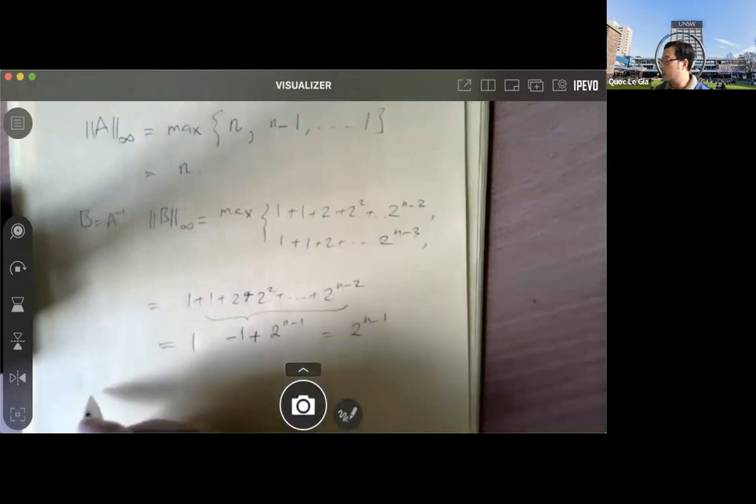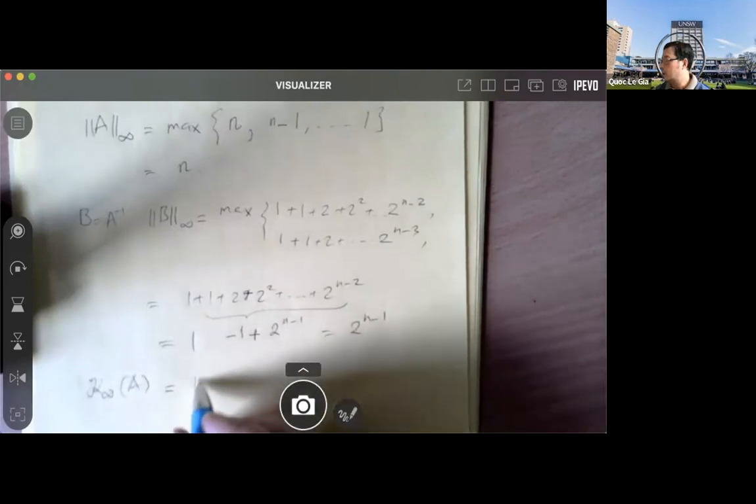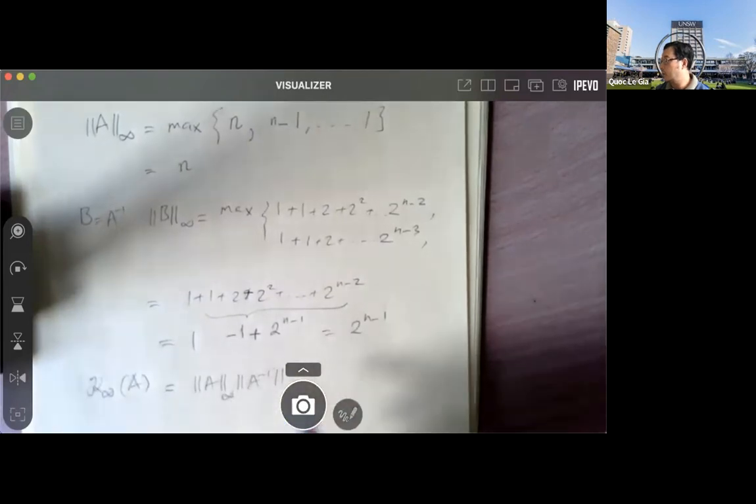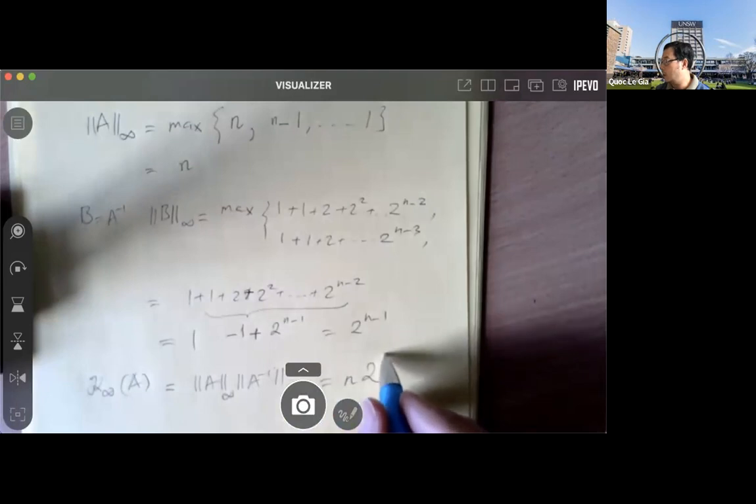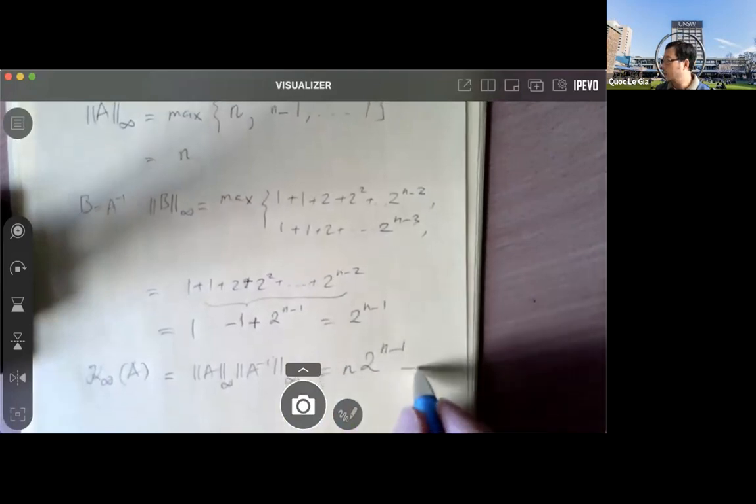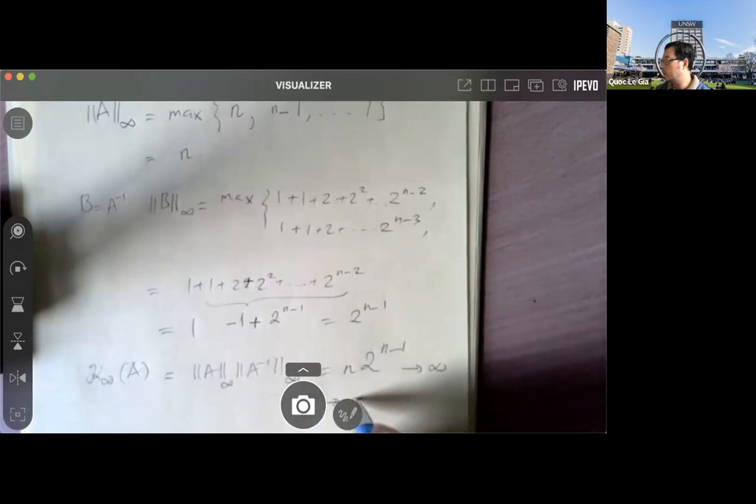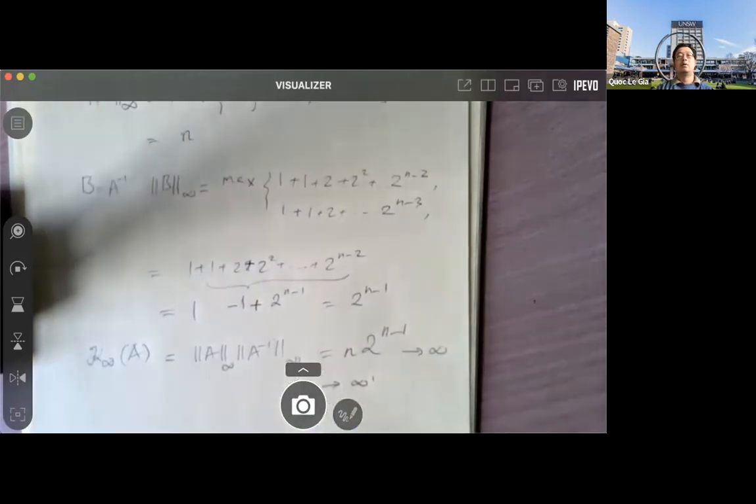Okay, so then the condition number of the matrix in the infinity norm is just the norm of A times the infinity norm of A inverse, so that gives you n times 2 to the n minus 1. And you see this one goes to infinity when n goes to infinity. Okay, so this matrix is not a counterexample, but it is one example to show that the condition number can go to infinity when the determinant is fixed. So it's 1, for a sequence of matrices.